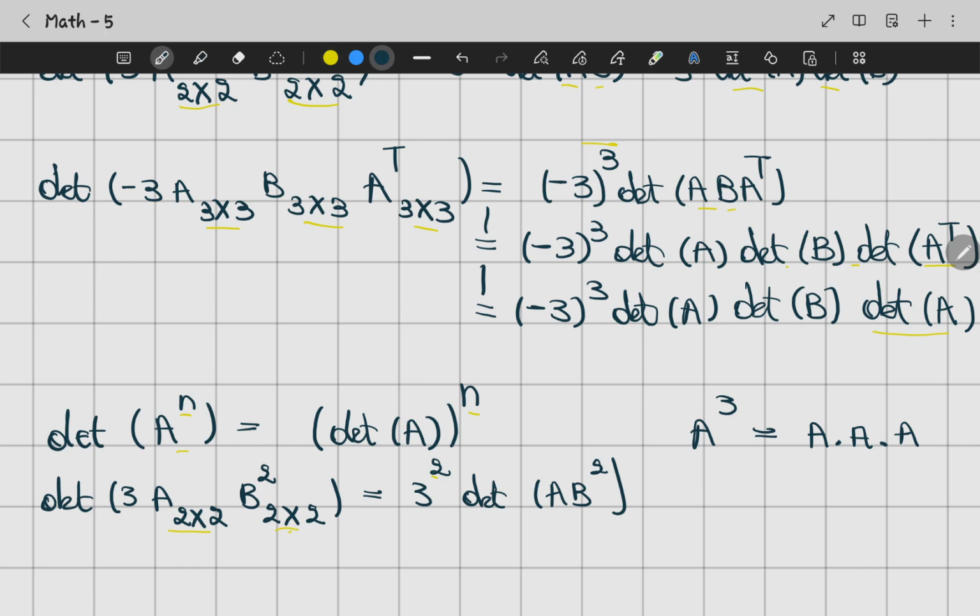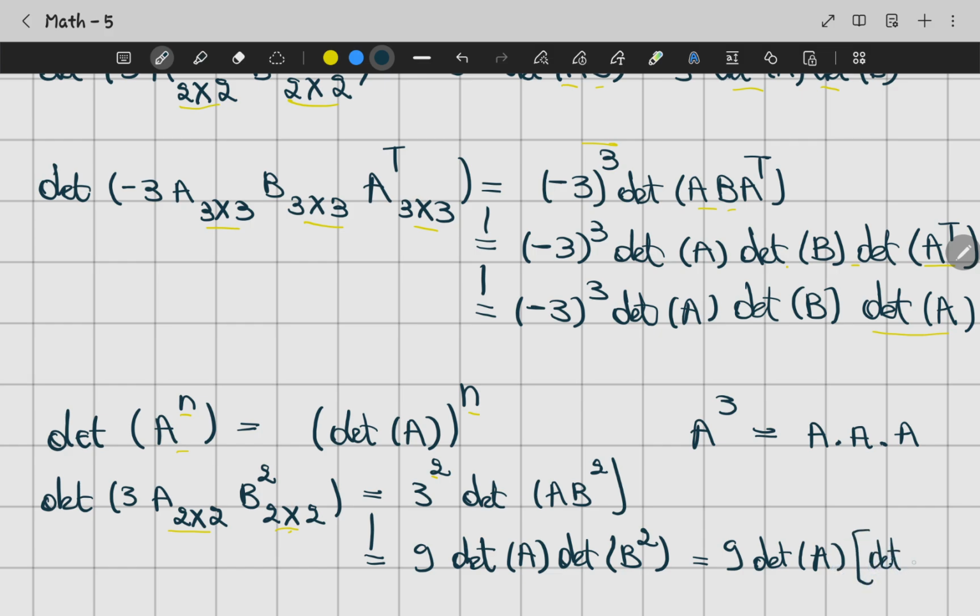Okay, now we can rewrite it in this form. So this is the same as having 9 times the determinant of A times the determinant of B squared. Okay, and then we can adjust it further to be 9 times the determinant of A, okay, times the determinant of B, everything squared.